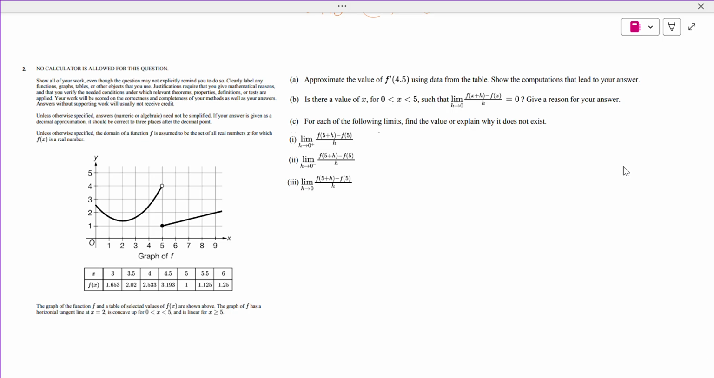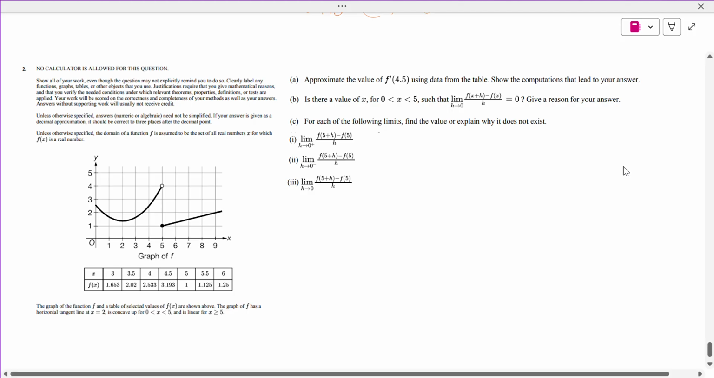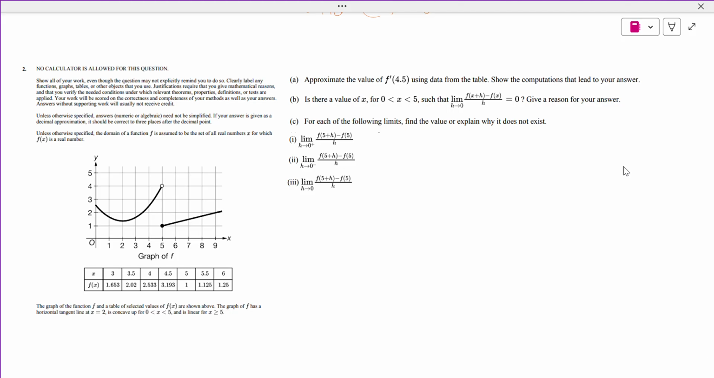We are at question 4 from the coverage of grade 11 elite for term 2, and we did the first question in the previous video, and this is a similar question that we have in this video. So we have this graph, the graph of f, and selected x values presented in the table. Part A says approximate the value of f prime of 4.5 using data from the table.